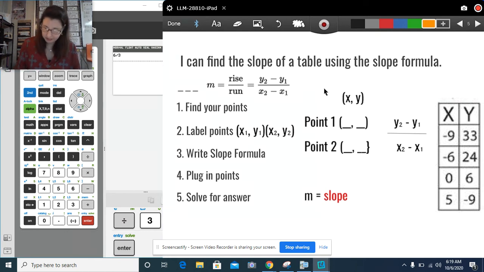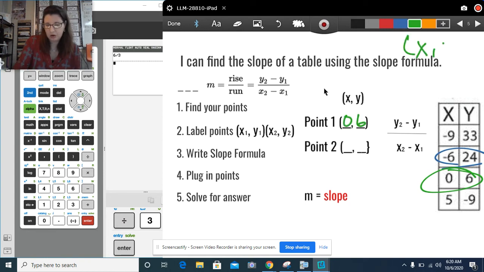All right, I'm going to start by finding my points. Ooh, there's some negatives in this one. That's okay. I'm going to choose this one and that one. I'm going to make this green point 1, so I'm going to put 6 and 0, because my x always comes first in my points, and then -6 and 24, or point 2. Okay, I found my points.